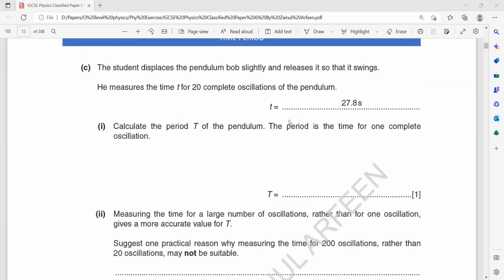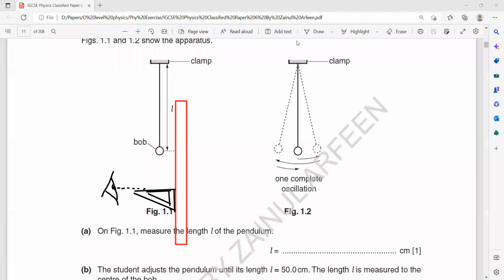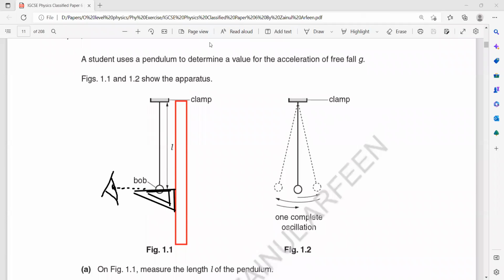The next one, the student displaces the pendulum bob slightly. Yes, the scale can also be adjusted vertically by using a set square, Rafi, that's right. As I drew here, you want to make sure that the scale is exactly vertical. So you place another set square here.